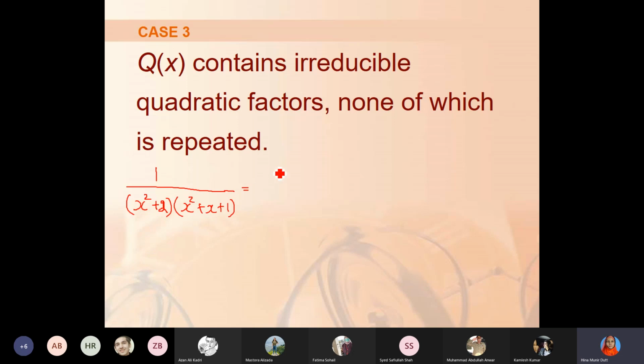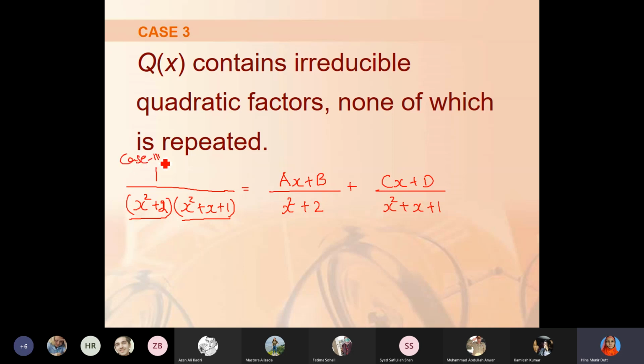You can check it. So for the first factor x square plus 2, I will write ax plus b over x square plus 2. And for the second irreducible quadratic factor, I will write cx plus d over x square plus x plus 1. Now I have 4 unknowns, 4 constants that need to be determined by the comparing coefficients method. No shortcut method can be applied in this case because there is no linear factor over here. So this is my case 3.